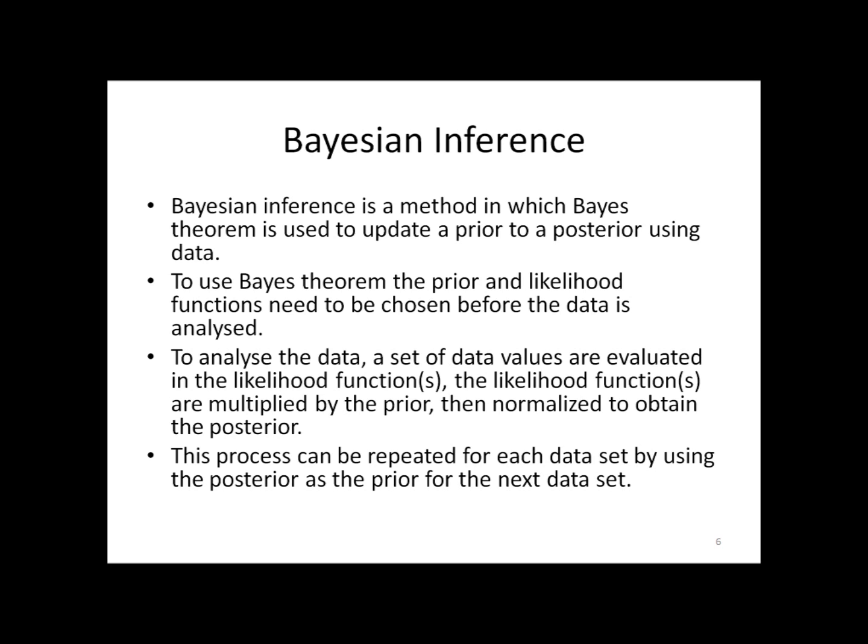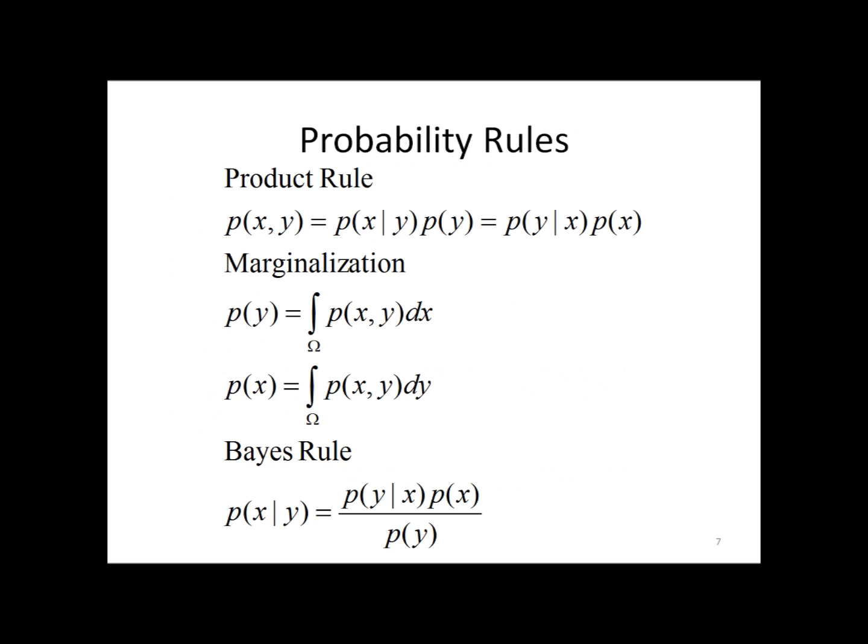to analyze the data or update your prior distribution, you evaluate your data within the likelihood function multiplied by your prior, and then you normalize it and you get your posterior, and then you can use that posterior as your prior for the next piece of data. And Bayes' rule just comes from the product rule of probability and also marginalization, as shown here.